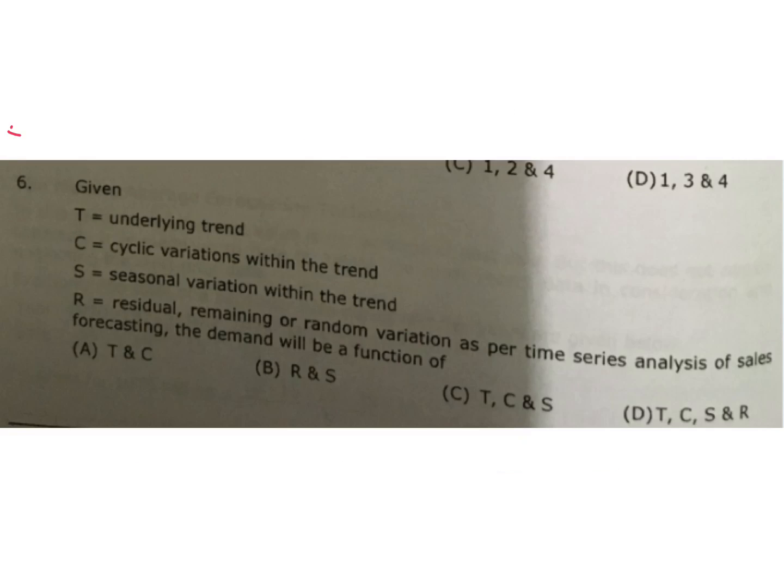Question is, given T equal to underlying trend, C cyclic variations within the trend, S seasonal variation within the trend, R residual remaining or random variation, as per time series analysis of sales forecasting, the demand will be a function of dash. Underlying trend, cyclic variation and seasonal variation. All three are correct. R is not possible. C is the answer.